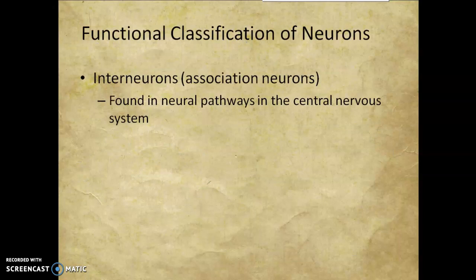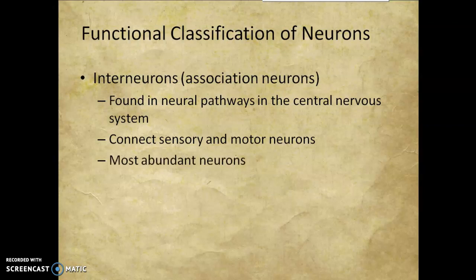Alright, so we have afferent, we have efferent, and then we have interneurons. Interneurons are going to be association neurons, and they are found in neural pathways in the central nervous system. These are the connectors between the sensory and the motor neurons. These are the most abundant type of neuron, and they are multipolar. Basically, these are just the connection points.